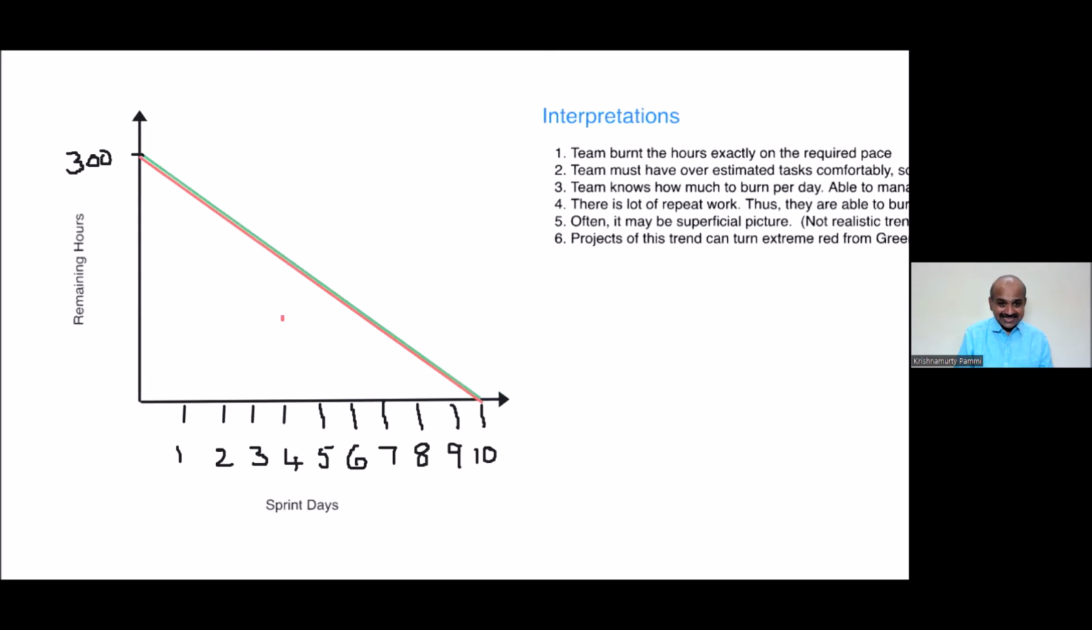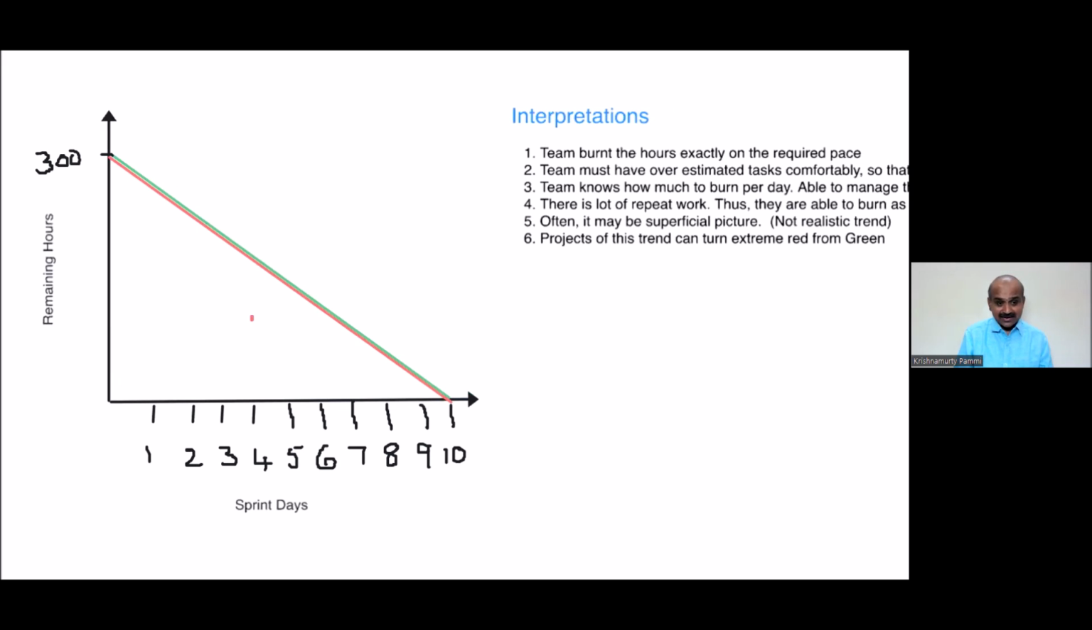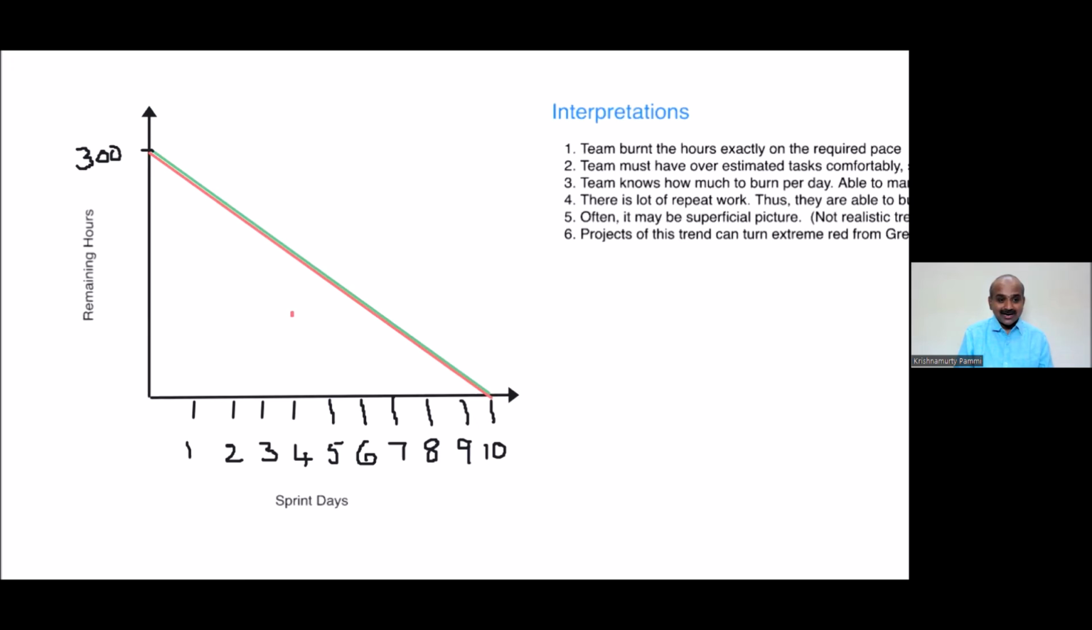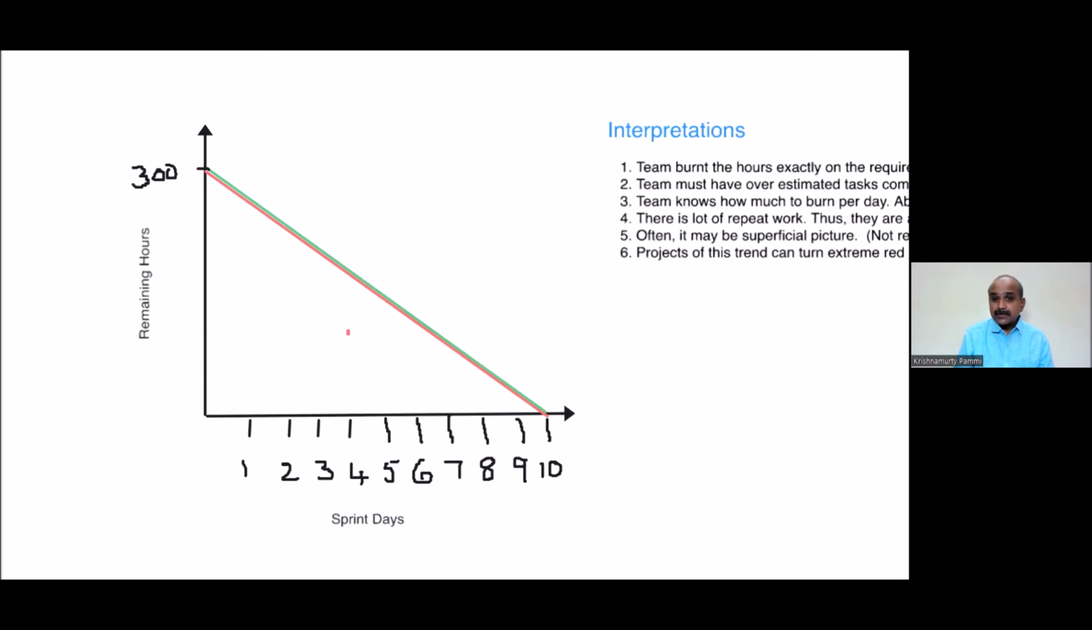team is burning the hours exactly at the required pace. They have estimated properly. They are working at the required pace, and they know how much to close every day, and they're going at the same pace. So it's all good. But behind the scenes, friends, they may be working on repetitive tasks, so they know what tasks take how much time, or probably the team is a long-living team. That means the team must be very mature, with repetitive tasks, then it's okay.